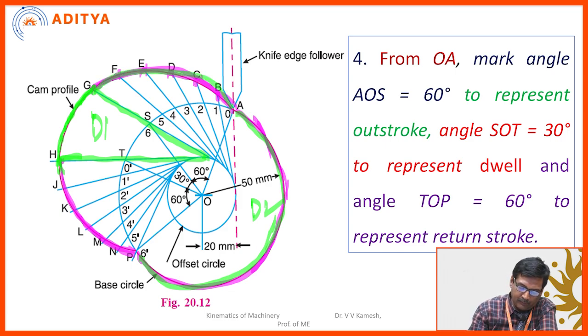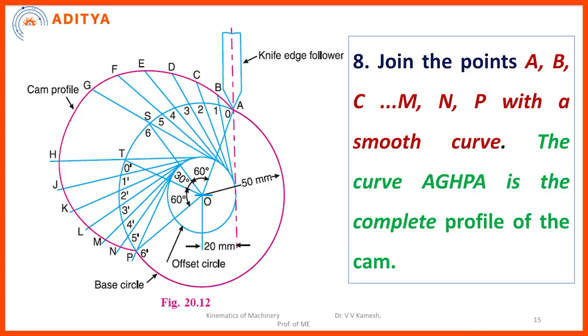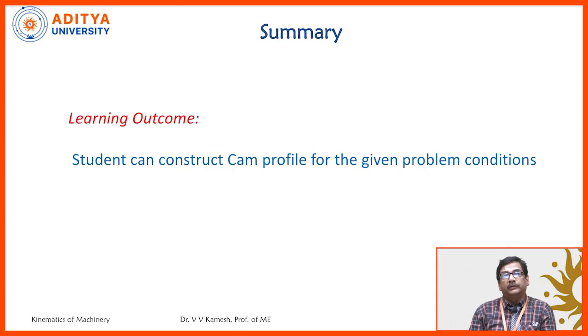Now the whole thing will be a cam profile. So the joints A, B, C, M, N, P with a smooth curve, the curve A, G, H, P, A is the complete profile of the cam. So this one is the complete profile of the cam, okay? Now the summary is the student can construct the cam profile for the given problem conditions. Thank you.